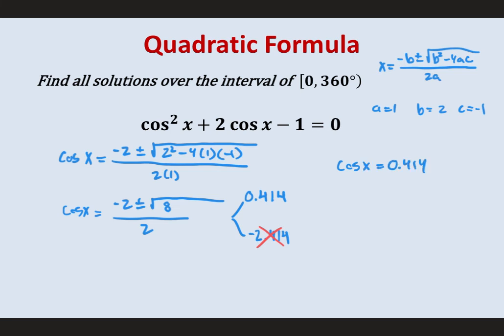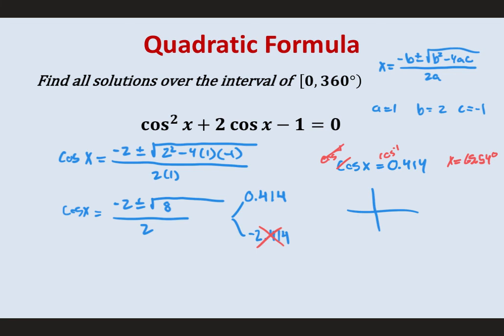Cosine of x equals 0.414. Well, we're going to go ahead and use our calculator. So if we plug in our calculator, make sure it's in degrees mode. You do the inverse cosine of 0.414. Press enter, you get 65.54. So if you do the inverse cosine on both sides right here, it's going to tell you that x equals 65.54 degrees. Well, that's great and all, but what does that actually mean?